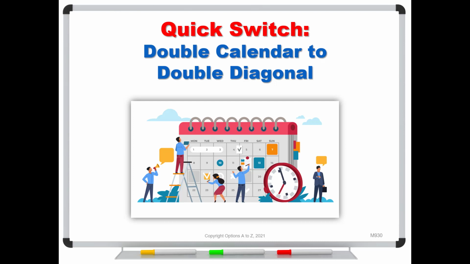So remember, there's only two types of options, calls and puts. You have two positions, long and short. So there are only so many ways that you can combine these four different pieces into different strategies. Rather than seeing these as a lot of complicated strategies, learn how to make them simple. This is a real good example. Watch how quick it is to switch from a double calendar to a double diagonal.